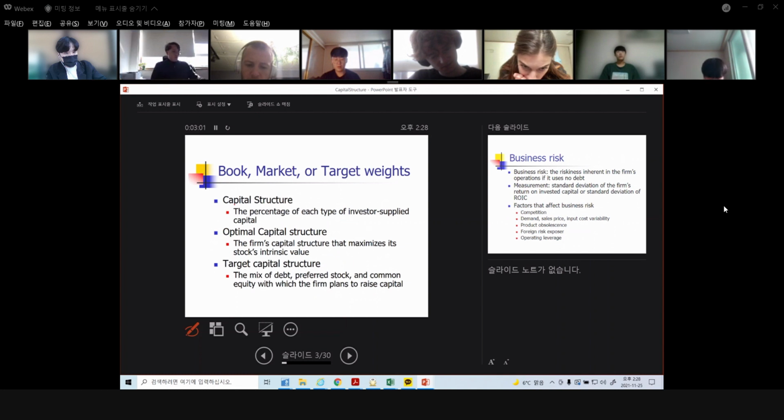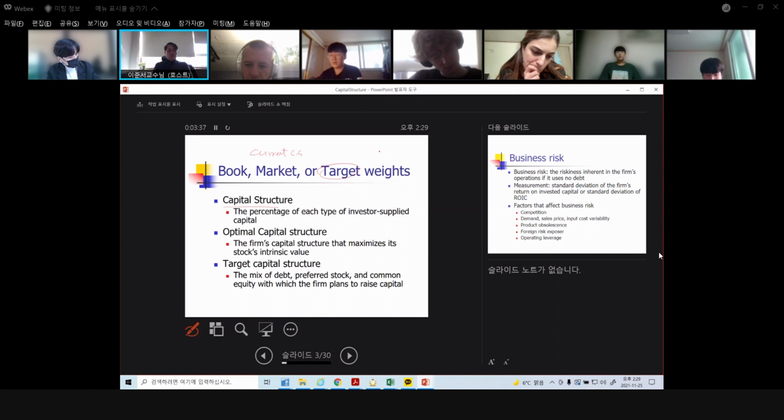Okay, then which weight should be used? Target weight. What is capital structure? What is the optimal capital structure? What is the current capital structure? We already figured out, right? Capital structure is the percentage of each type of investor-supplied capital. So what percent is common stock, what percent is preferred stock, what percent is bond? That's the capital structure. This is the current capital structure.